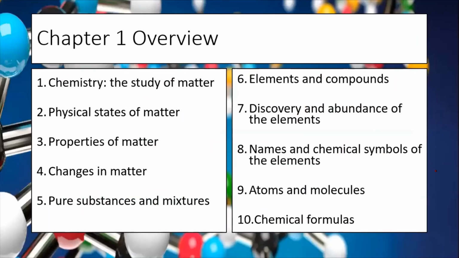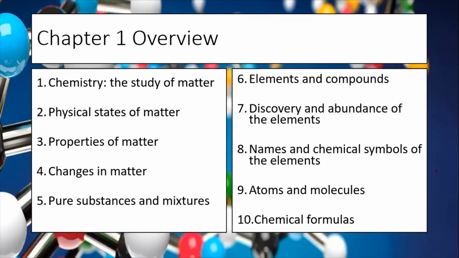Okay, so that is chapter 1. We studied and talked about chemistry as the study of matter. We talked about the physical states of matter, solid, liquid, and gas. We talked about properties of matter, chemical and physical properties, as well as the changes in matter, chemical and physical changes in matter. We then went into a lot of classifications and definitions. So we classified matter according to whether it was a pure substance or a mixture. And then pure substances can be further classified as elements or compounds.